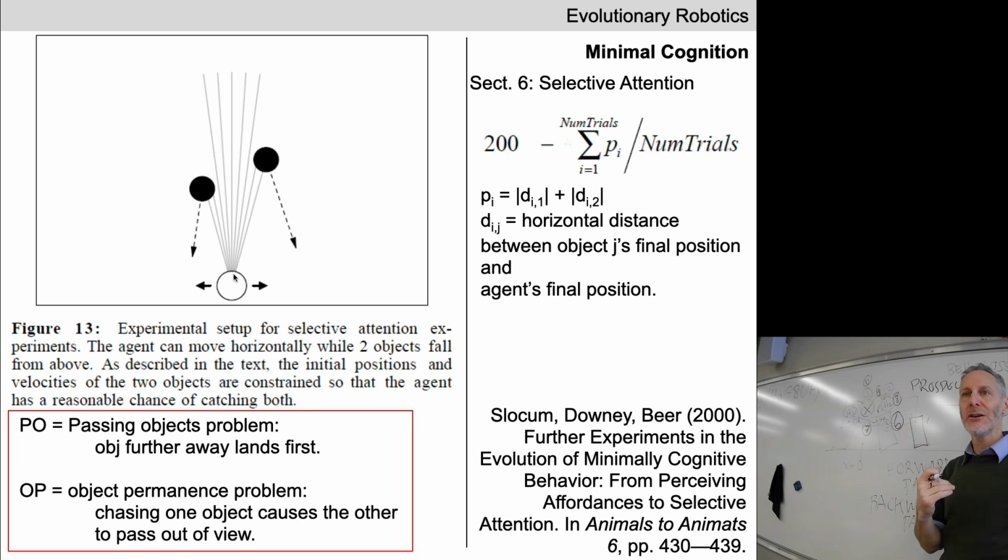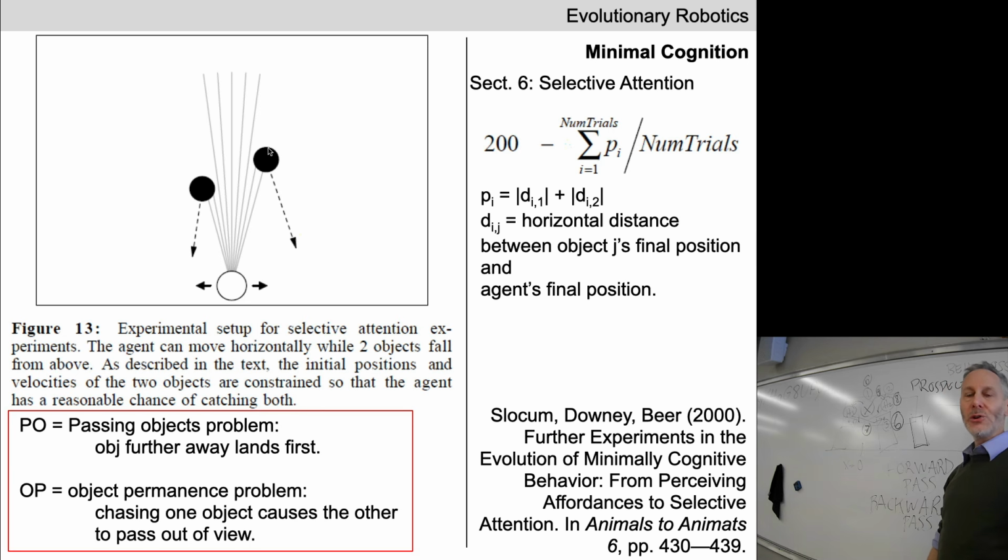Introspection, looking or thinking within. Prospection, thinking into the future. What's going to happen in the future? Prospection. Okay. The other second subproblem that the robot needs to solve is the object permanence problem.